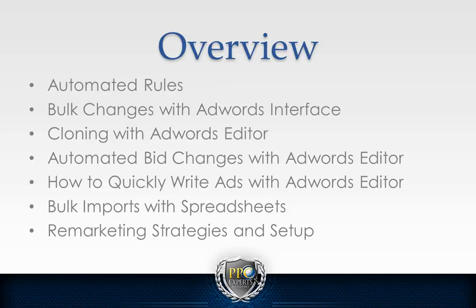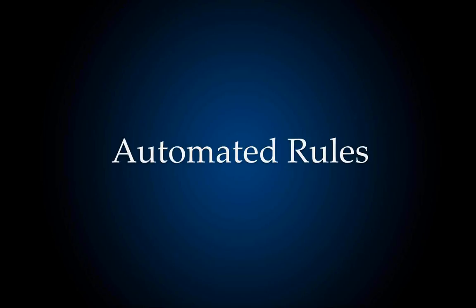So let's take a look at what we're going to review tonight. First, we're going to take a look at automated rules, and then we're going to look at bulk changes using the AdWords interface. We're then going to dive into AdWords Editor and look at cloning, automated bid changes, how to quickly write ads, bulk imports with spreadsheets, and some other really cool features of AdWords Editor that really make your life easy. And then last but definitely not least, we're going to review remarketing strategies and setup.